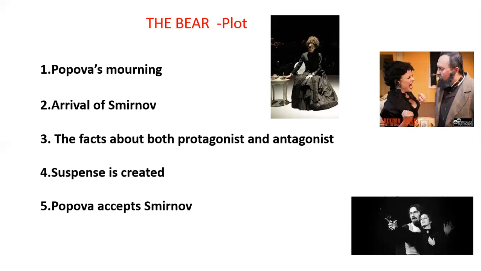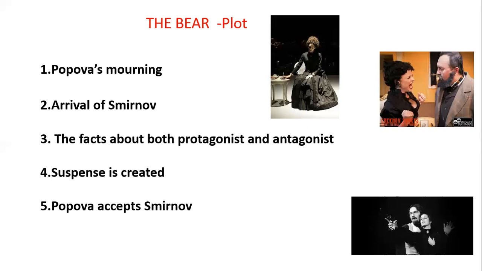She describes her relationship with her late husband. So why? To win his sympathy. She hates Smirnov in a way, but she describes all the secrets in her life to him. That is why we have suspense here. So why does she reveal all these secrets? Then the playwright wants to increase the suspense. That is what the playwright has done here.